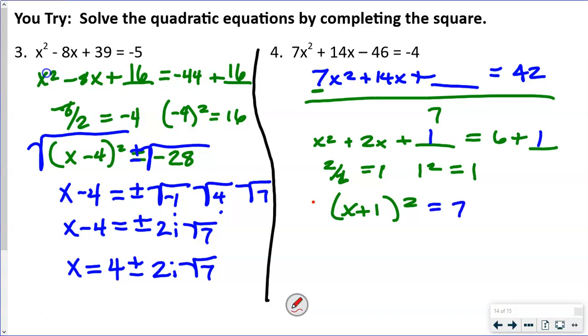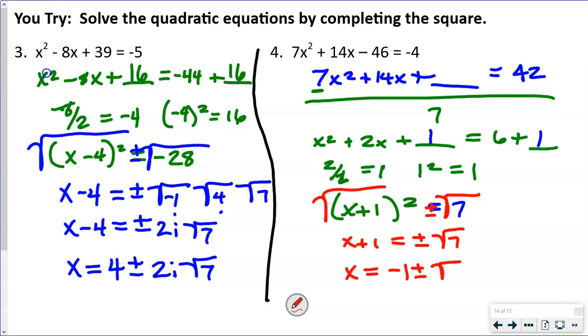So once again, we're going to take our square root and our square root. So this is going to be x plus 1. And this is going to be equal to plus or minus the square root of 7. So then we're just going to subtract that 1. So x is equal to minus 1 plus or minus the square root of 7.